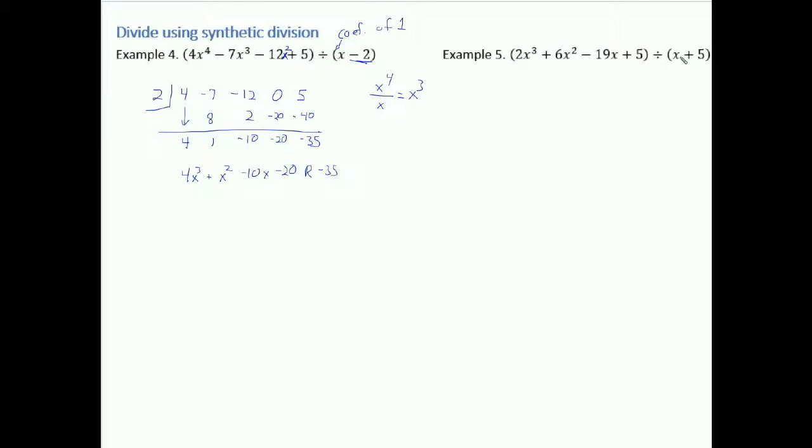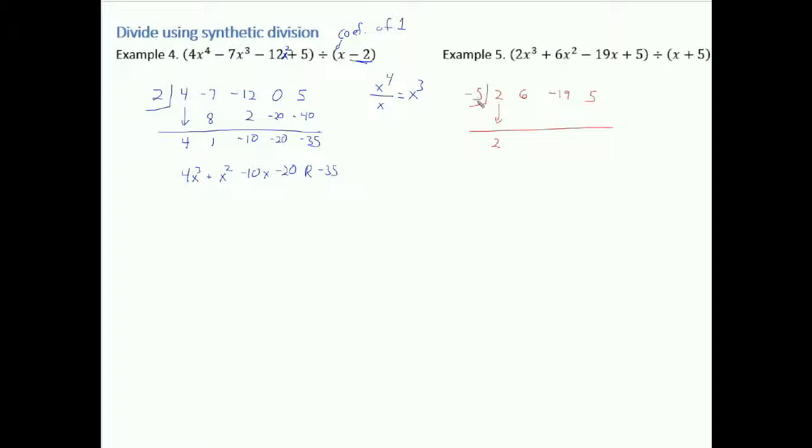Let's try one more here. Remember what we do is we take the opposite of this, so -5. We list our coefficients. We have an x cubed, x squared, x, and 5. So we have all of the terms there that we need. We're going to put 2, 6, -19, and 5. For the first part, we bring down this 2. Once we bring it down, it's multiply, add, multiply, add, multiply, add.